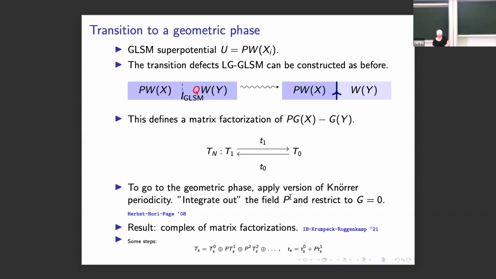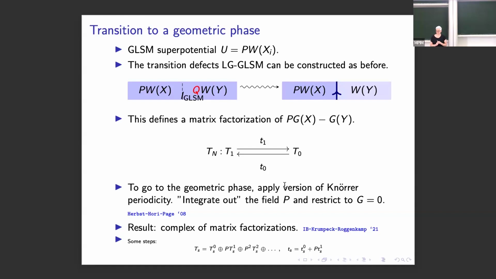And as I said, it looks like a kind of version of Knörrer periodicity. So Knörrer periodicity would relate some things with superpotential W, the Landau-Ginzburg category, to the one with W plus UV, and U and V are two variables. And now we have P times G that would play the role of U and V. And so you could probably more conceptually think about it in those terms.